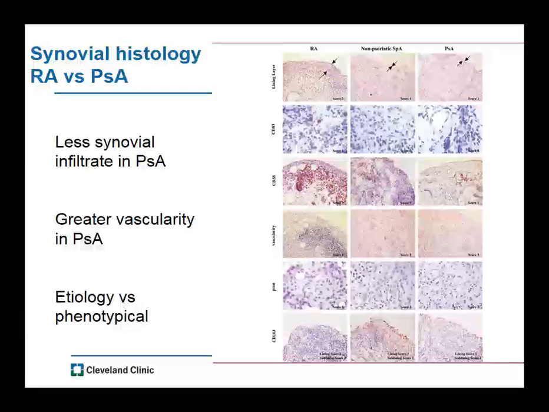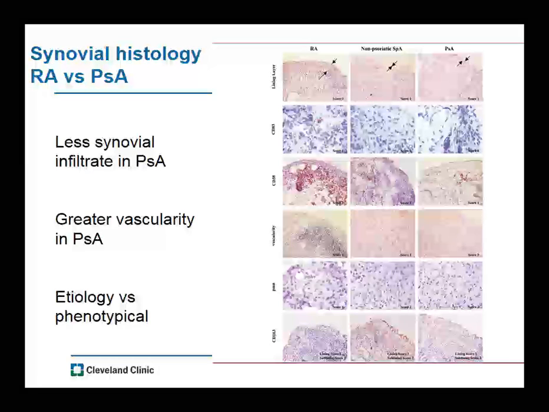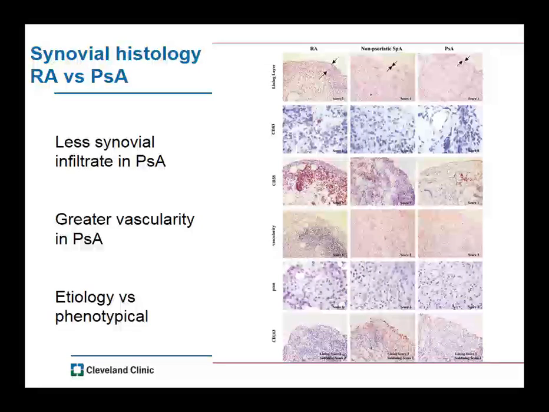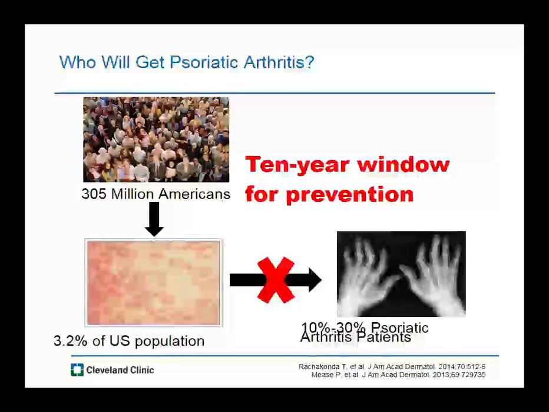However, there is greater vascularity, and then there's staining of others, so other markers that you see here that distinguish RA from PsA. So what's interesting about this is that we understand the phenotypic differences in our clinic, but there's also some synovial histology that shows that this is a different disease.